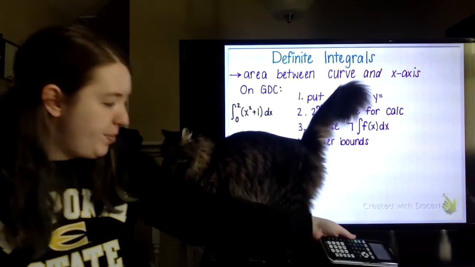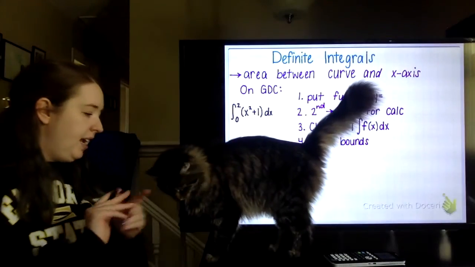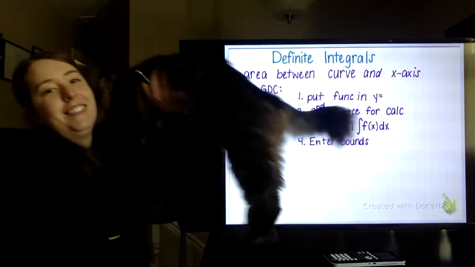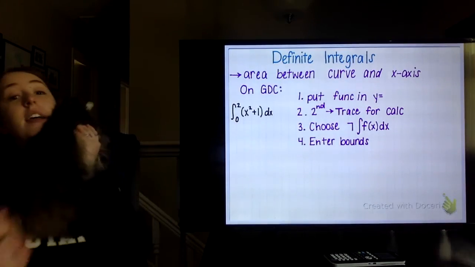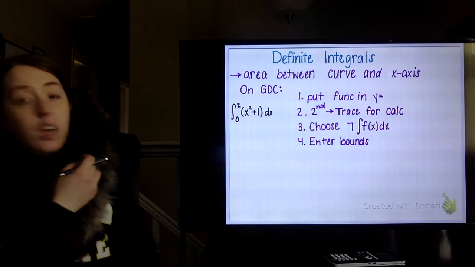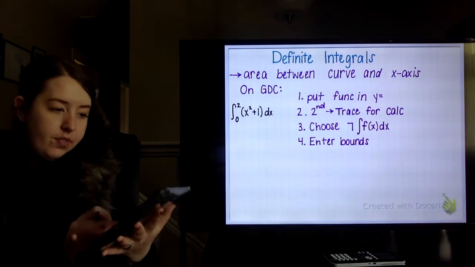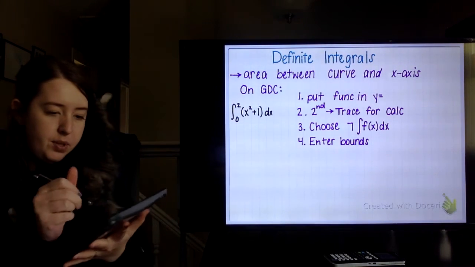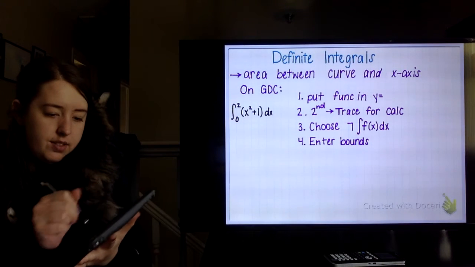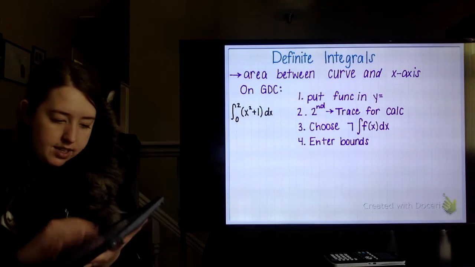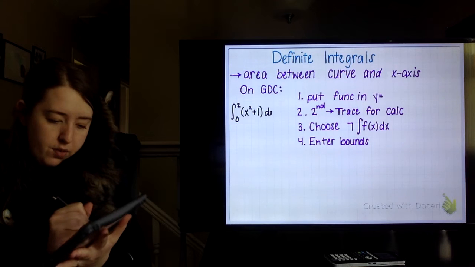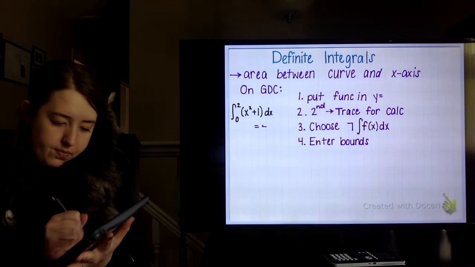So 4.6 repeating. So hi Peanut. Oh, okay. Apparently we're cuddling. All right, so what's the area between those two curves? My answer is going to be 4.6 repeating.